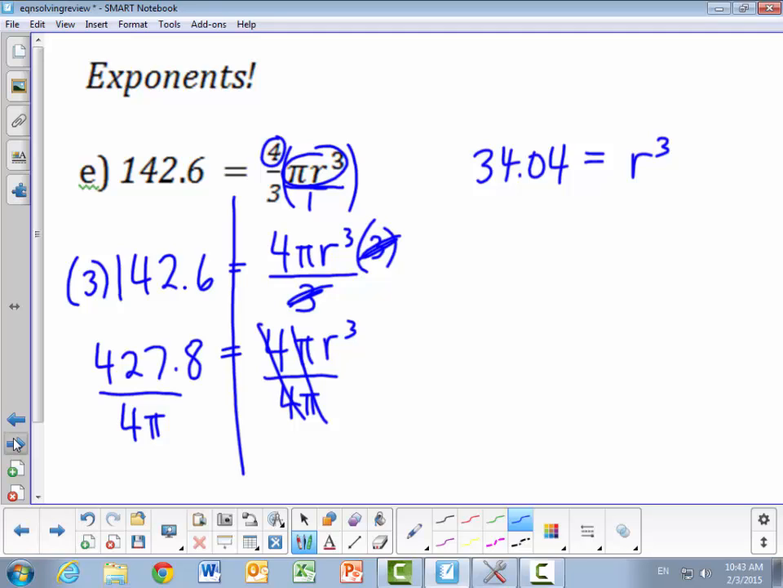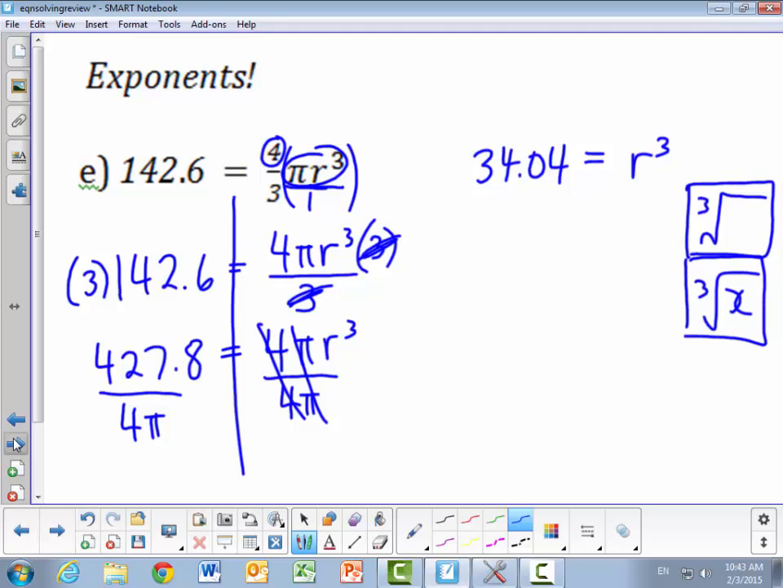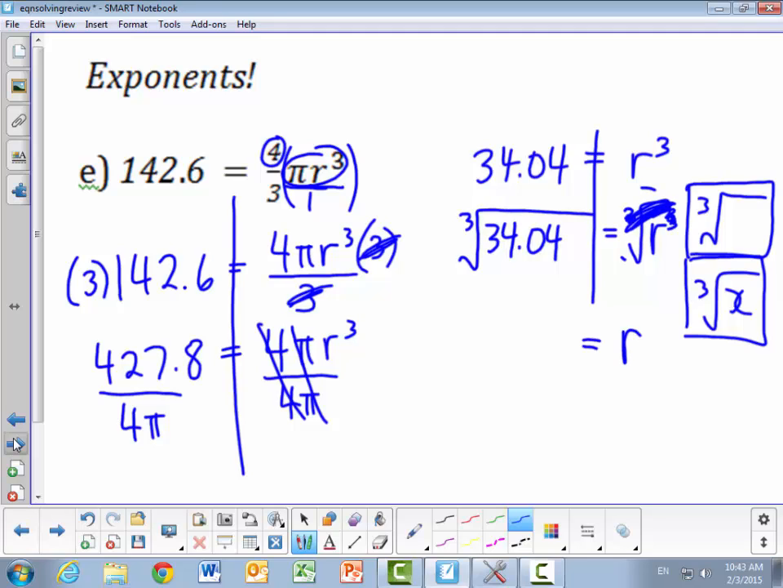So now the last thing I've got to think is, what's the opposite of cubing? Well, the opposite of cubing is to cube root. And on your calculator, it might look something like this, or maybe like this, your calculator button. If you're having trouble cube rooting on your calculator, you can always ask in class. But what I've got to do is cube root both sides. Now here on the right, the cube root takes away the cube, leaving me with simply r. And then over here, if I cube root 34.04, I'll get my final answer, which is 3.24. So the radius is 3.24.